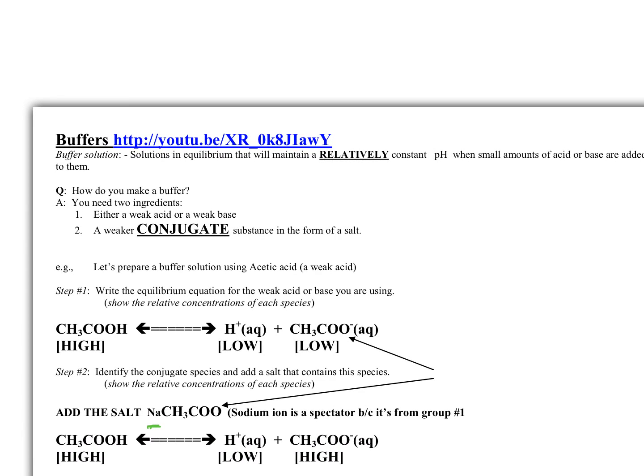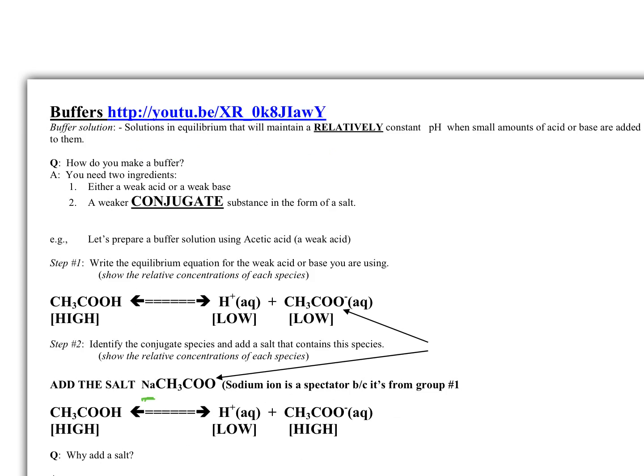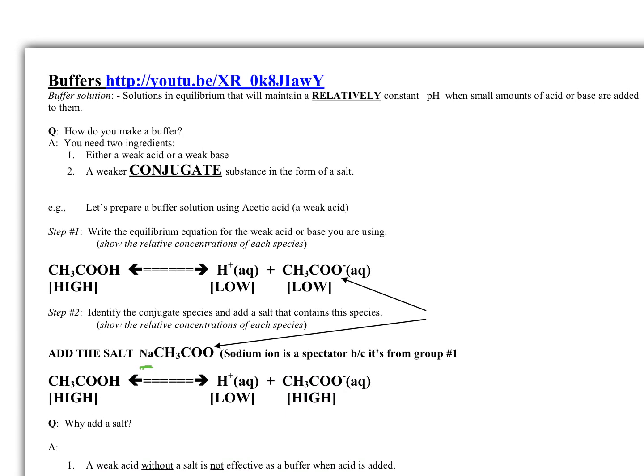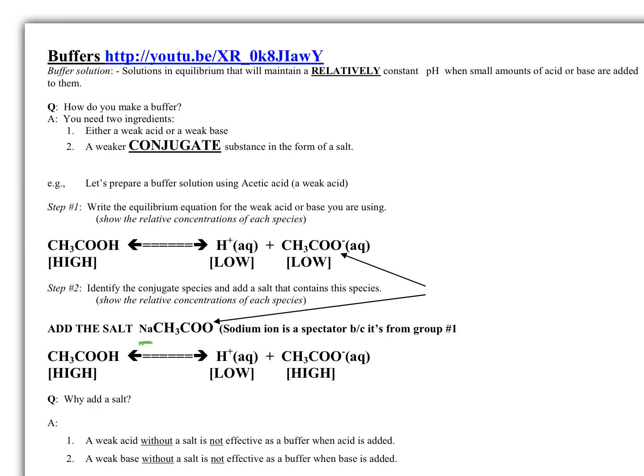So now my equation looks like this. I have my weak acid. It's going to separate into its ion and it's going to produce some of this. But in order to call it a buffer, I went ahead and added this salt. So that way I already have a high concentration of this CH3COO. Now why? Why did I add the salt to make this a high concentration?